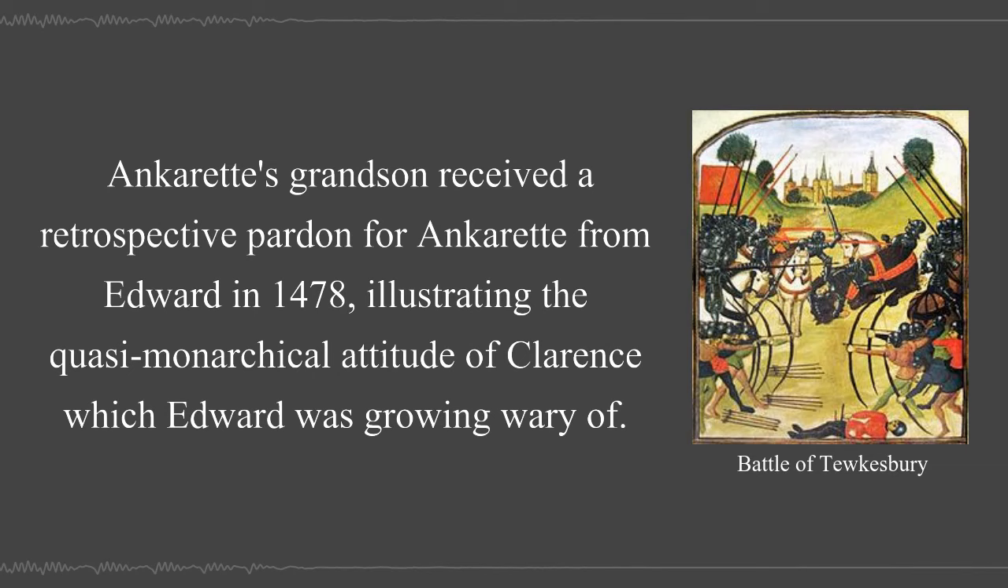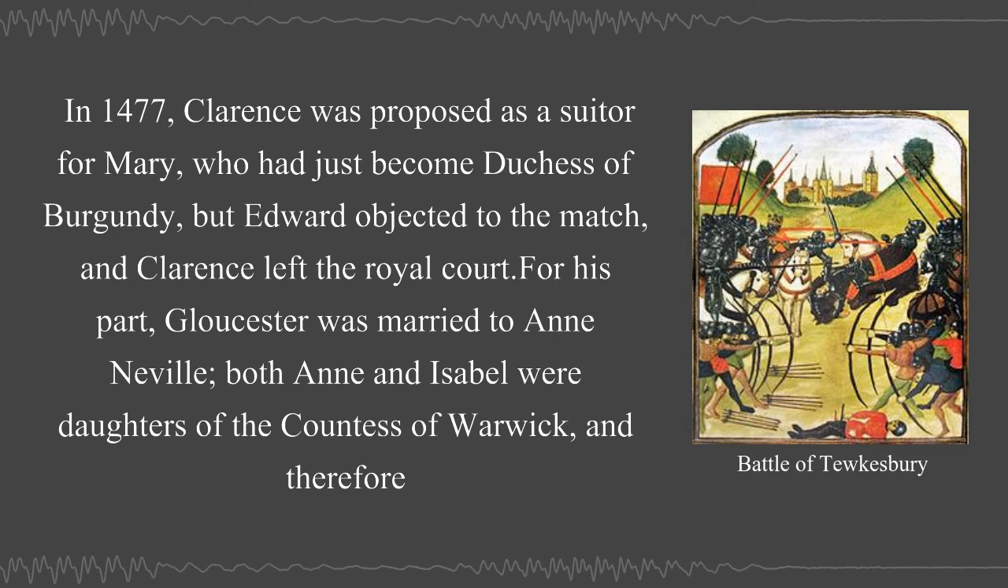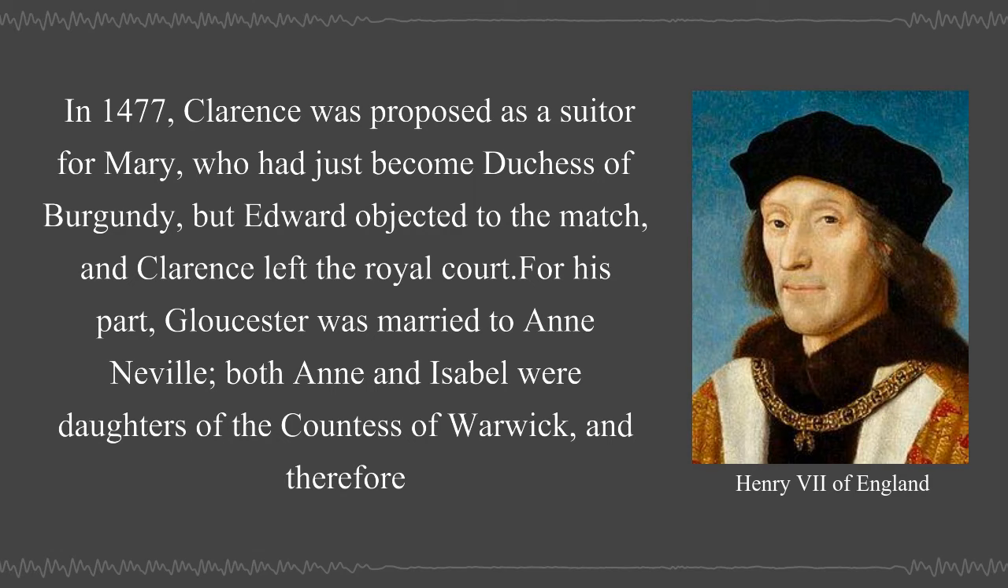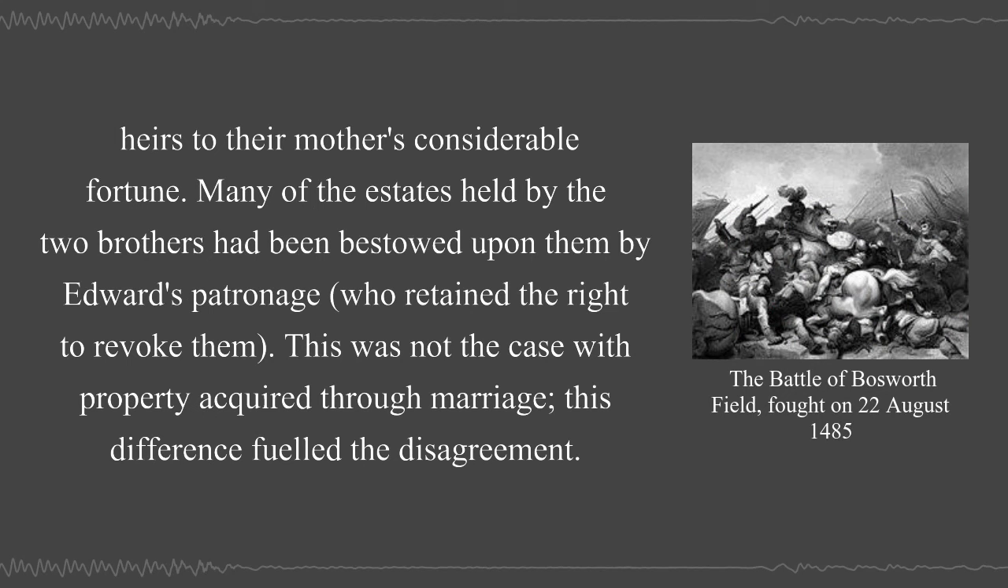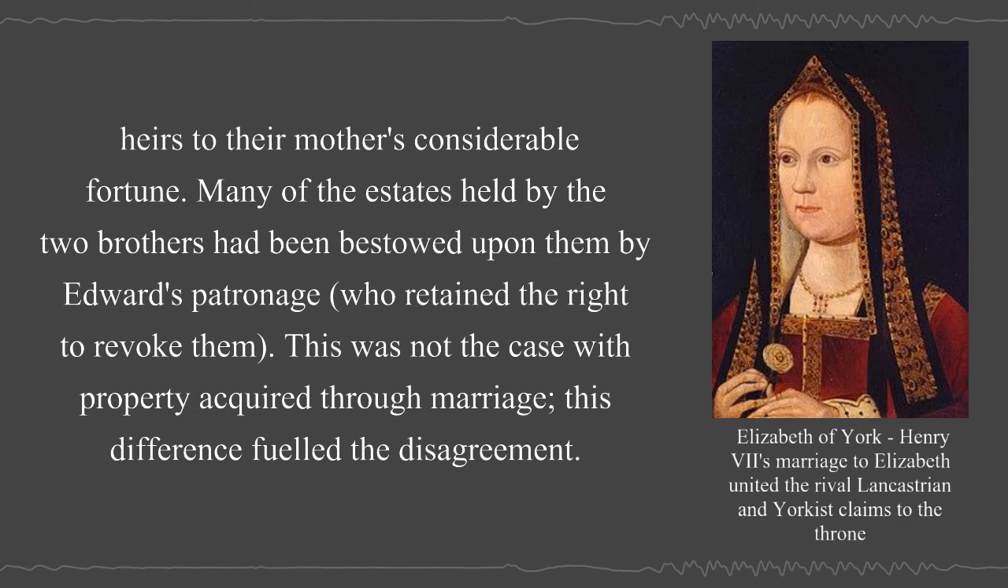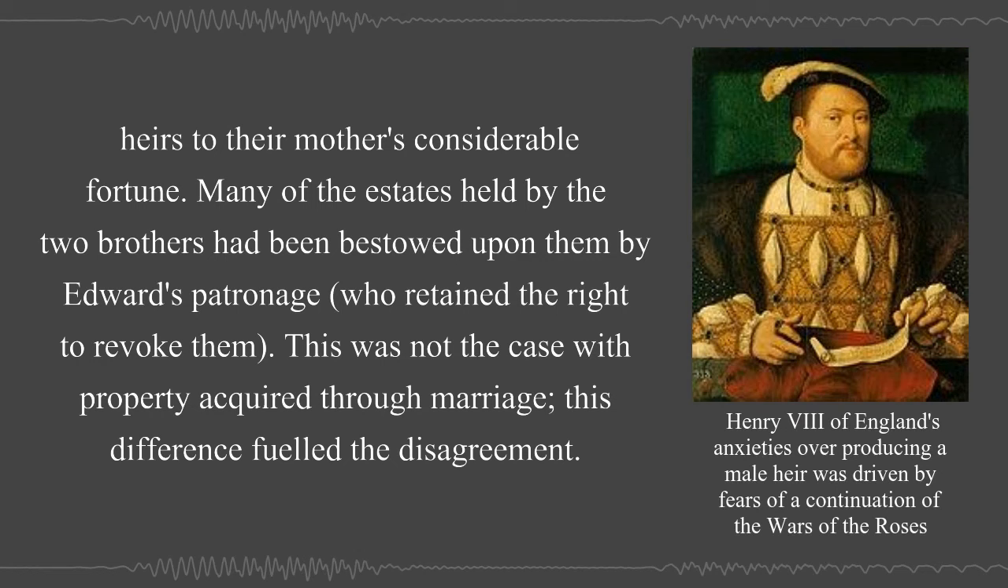In 1477, Clarence was proposed as a suitor for Mary, who had just become Duchess of Burgundy, but Edward objected to the match, and Clarence left the royal court for his part. Gloucester was married to Anne Neville. Both Anne and Isabel were daughters of the Countess of Warwick, and therefore heirs to their mother's considerable fortune. Many of the estates held by the two brothers had been bestowed upon them by Edward's patronage, who retained the right to revoke them. This was not the case with property acquired through marriage. This difference fueled the disagreement.